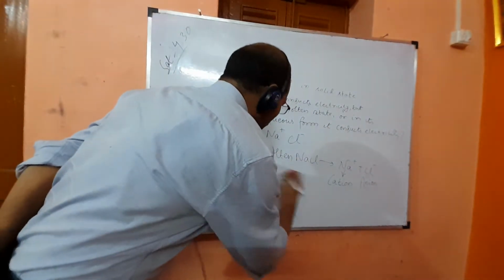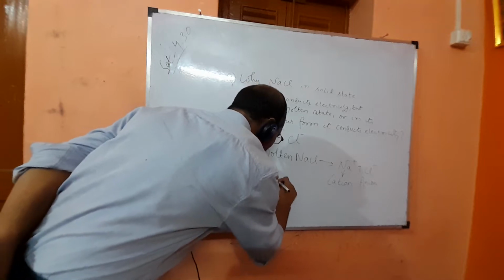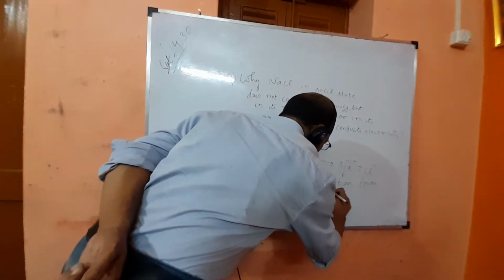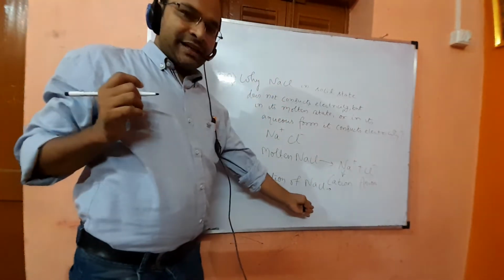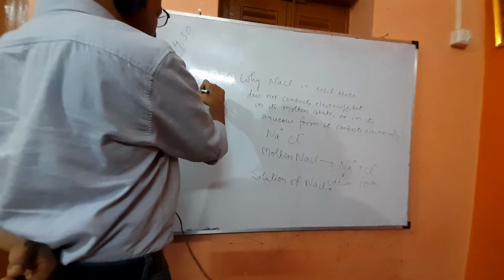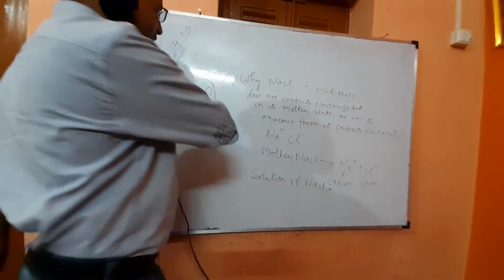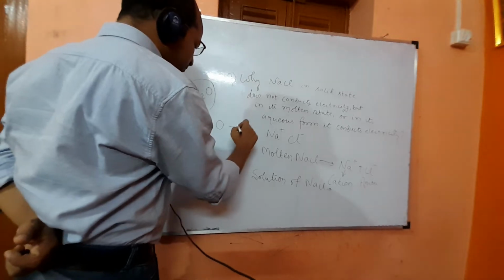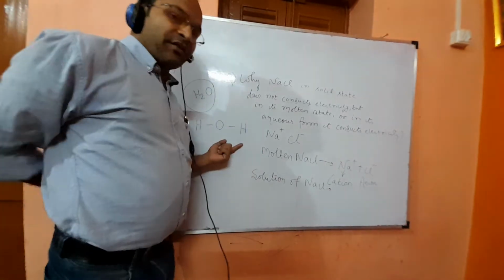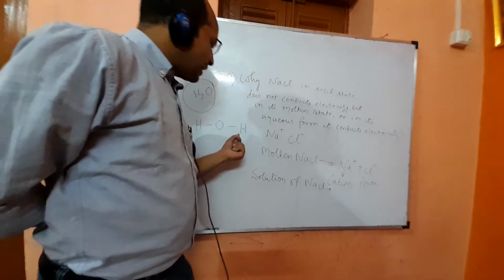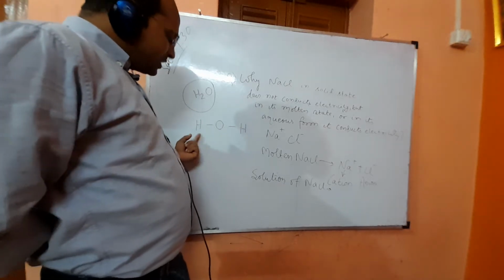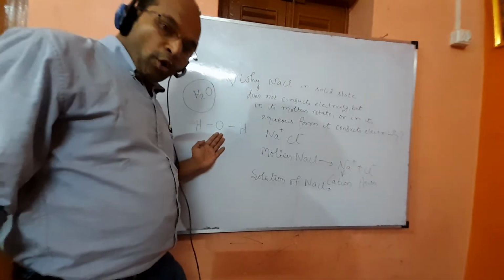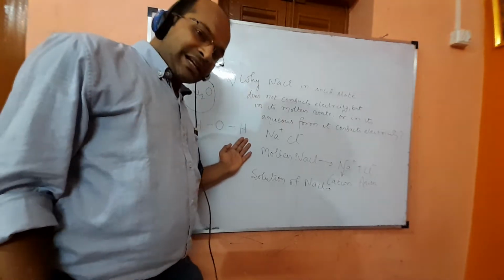Now in case of a solution of NaCl, when we mix NaCl in water and make a sodium chloride solution, what happens? We know that water is a polar covalent compound. Now what is a polar covalent compound? In case of water, there is charge separation: oxygen is there and two hydrogens are there. There is a difference in electronegativity between the oxygen and the hydrogen atom. Oxygen is more electronegative, while hydrogen is comparatively much less electronegative.